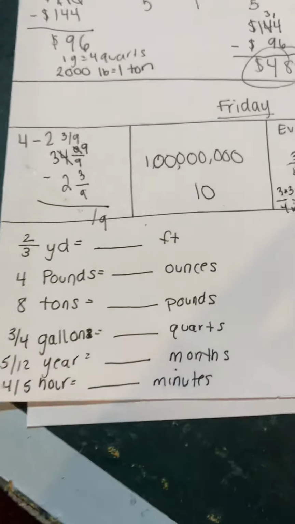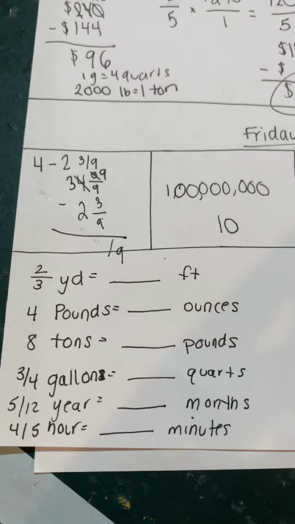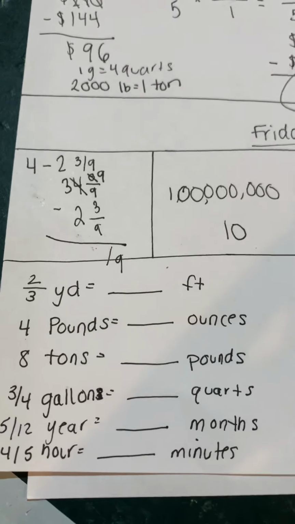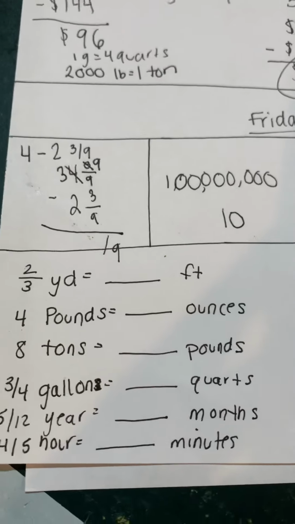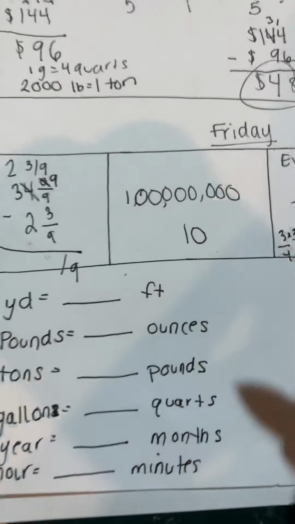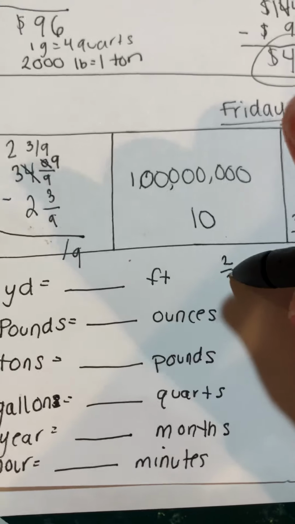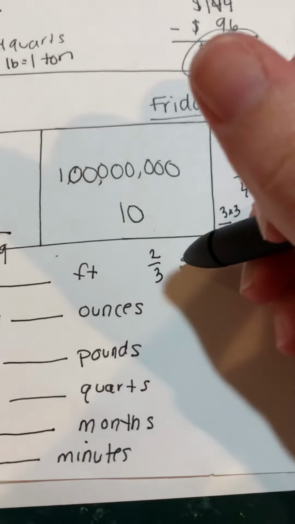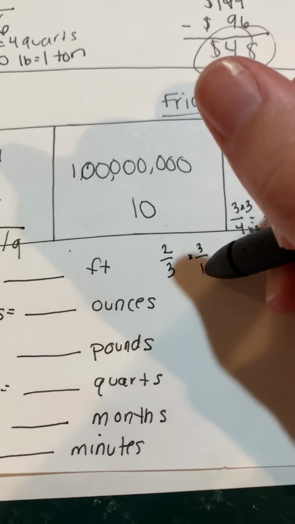And then finally, we're converting. So 2/3 of a yard equals how many feet? We know that there are 3 feet in 1 yard. So for this problem, you're going to do 2/3 times 3/1.